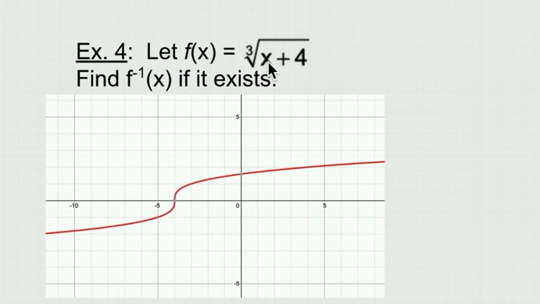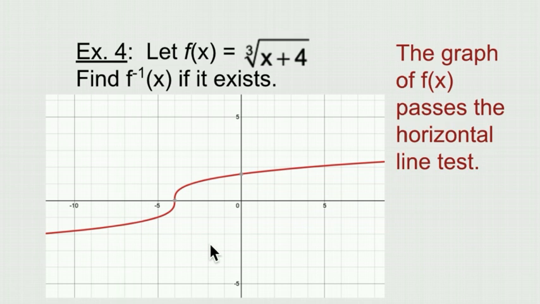Negative 4 is the 0. Negative 4 plus 4 was 0. The cube root of 0 would give me 0. So there's your cube root function, and I can see that it does pass the horizontal line test, so the inverse does exist. It is a 1-to-1 function, so I can find the inverse function.